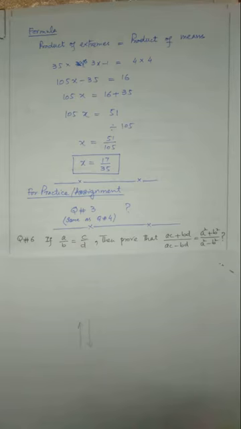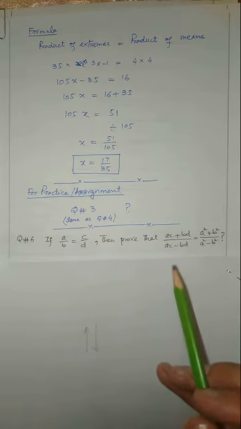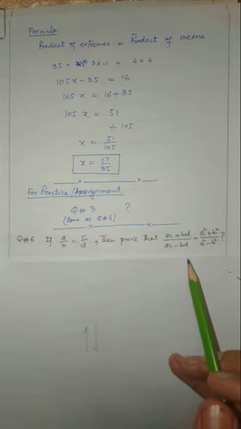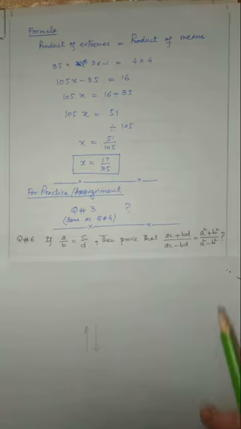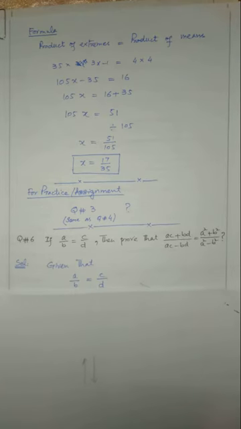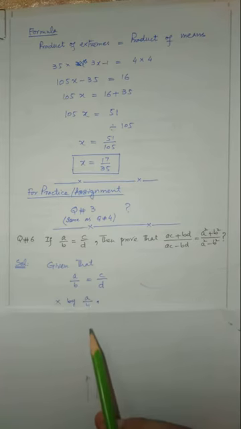Question number 6. If a by b is equal to c by d, then prove that (ac plus bd) divided by (ac minus bd) is equal to (a square plus b square) divided by (a square minus b square). Solution. The given fraction a by b is equal to c by d.